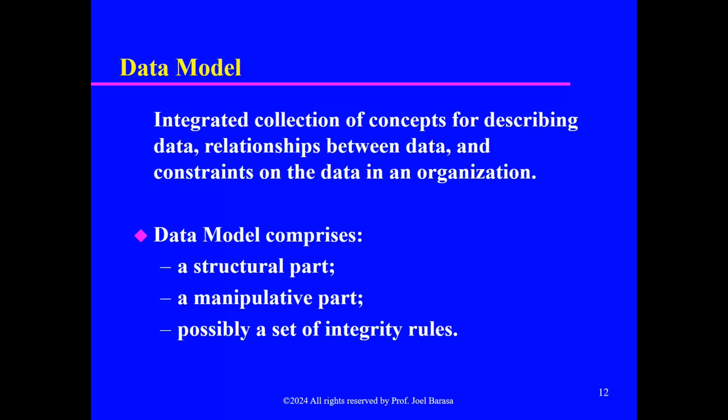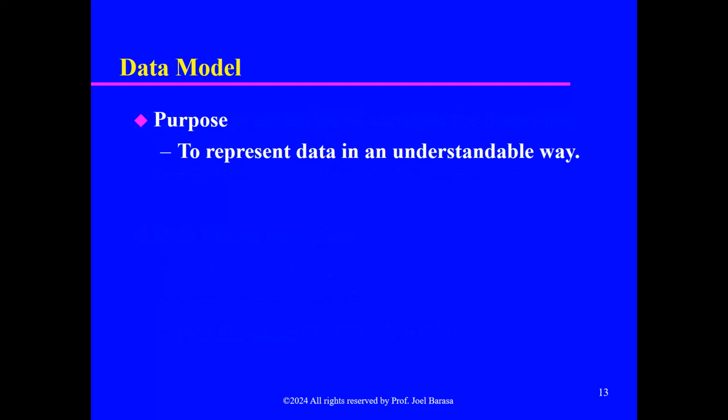So, what does a data model comprise? The data model is comprised of the structural part, the manipulative part, and the possibility of a set of integrity rules. These are very, very key fundamentals. When dealing with a data model, the key purpose for it to exist is to represent data in an understandable way. What is the structure? How should it be represented? How can I modify it? And where can I insert it and store it?